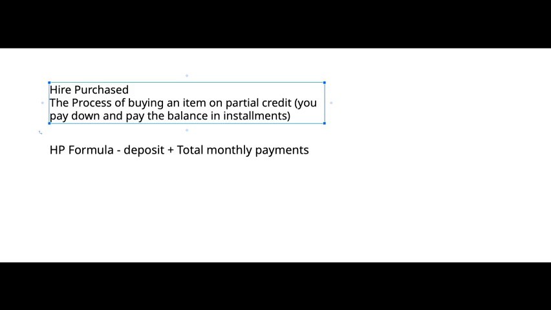You want to purchase a car that's $8,000, and the requirement for the car lot is 20% down. You would have to find 20% of the $8,000, pay that upfront, and then every month you would have to come in and pay off the remaining balance. That's what hire purchase is.